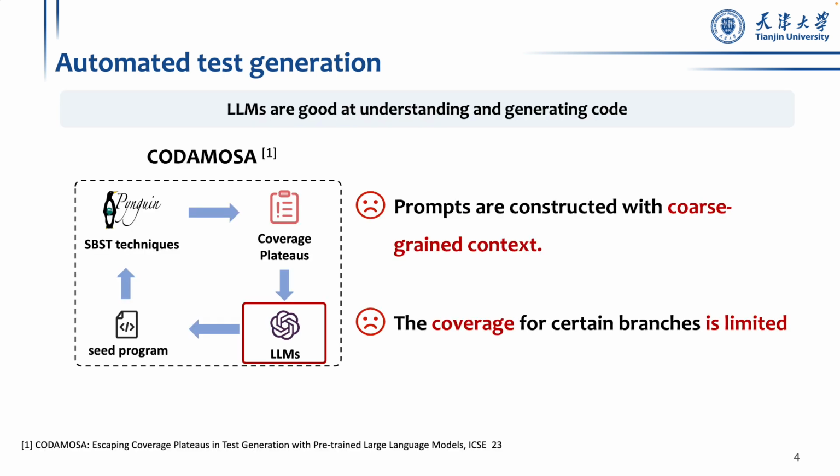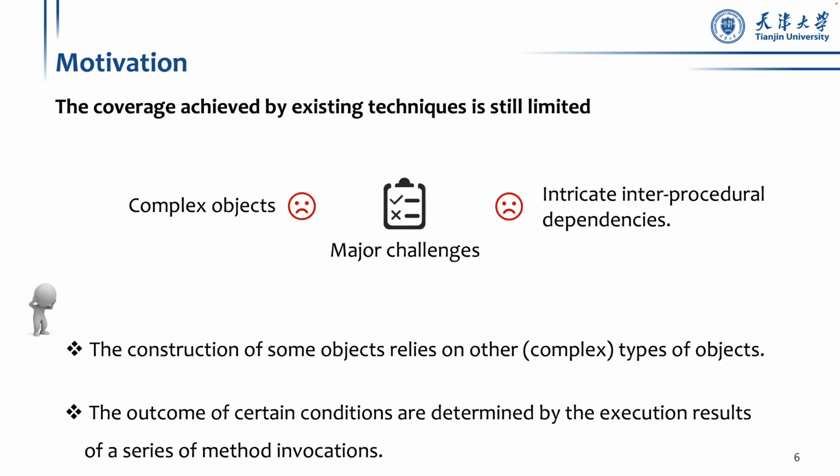With the development of large language models, recent work has leveraged the powerful code understanding and generation capabilities of these models to generate unit tests, such as CodaMosa. When traditional SBST methods encounter coverage bottlenecks, CodaMosa uses large models to generate better seed test cases for SBST methods. However, CodaMosa uses coarse-grained prompts that include a lot of irrelevant context around the target method, which still limits branch coverage for certain cases. We further analyzed the main challenges faced by existing methods in achieving higher coverage.